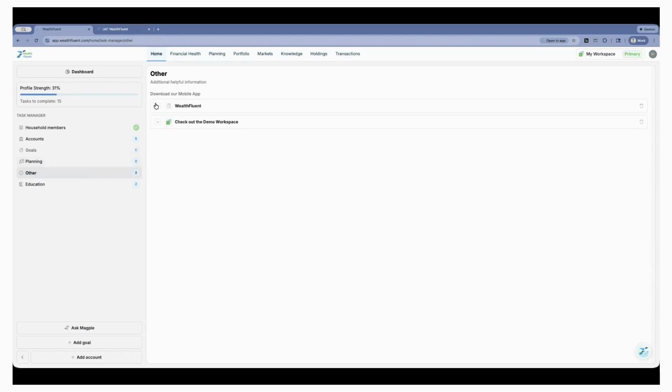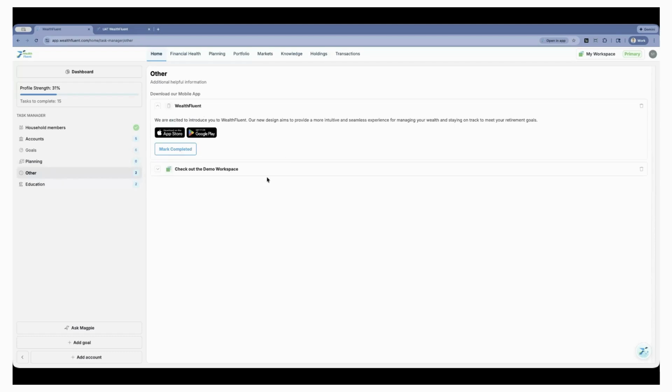I wanted to note that WealthFluent does have both Android and Apple apps that you can download from the app stores. The Apple app is for iPad, Mac, and iPhone. Also, every new user gets a demo workspace, and we'll open that for part of the demo today. The purpose of that is so that you get a family where everything's filled in, so you can try things out before you have filled everything in.